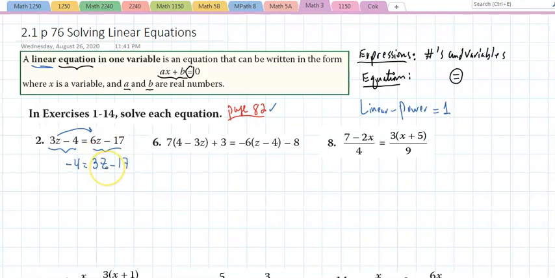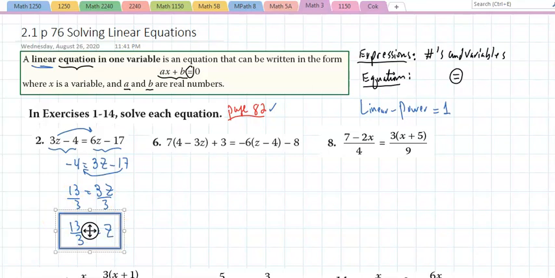And once I have the variable on one side, I reverse order of operations. That is, I look at everything that's being added or subtracted. 17 is being subtracted. I add 17 to both sides. 3z will equal negative 4 plus 17, which is 13. And the 3 is being multiplied by z. To undo that, I divide both sides by 3. And z will equal 13 over 3. And that would be my answer.